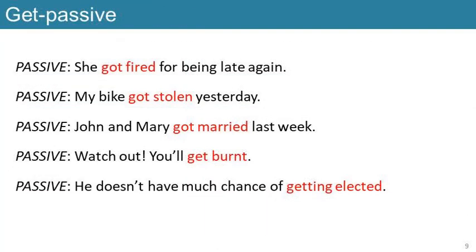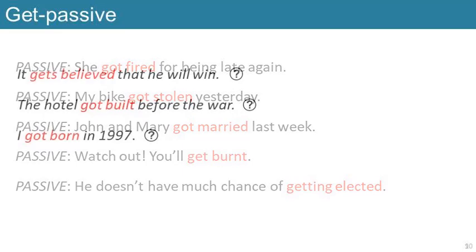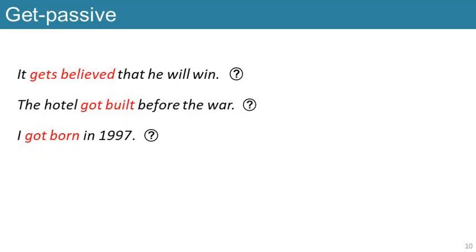Most passives are formed with the be auxiliary, but you will also encounter the so-called get passive, particularly in spoken language. Here are some examples. Note that there are limitations on the use of the get passive. It cannot always be sensibly substituted for the regular be passive. For example, these constructions sound odd.